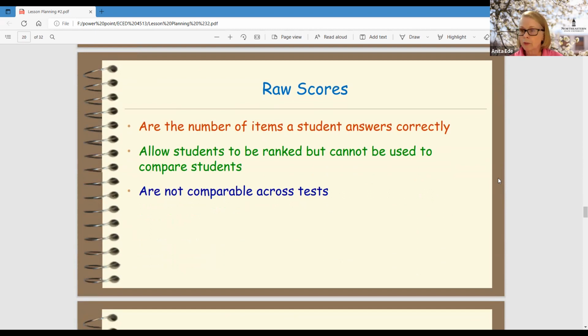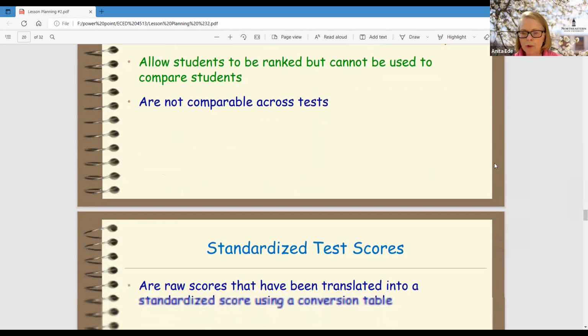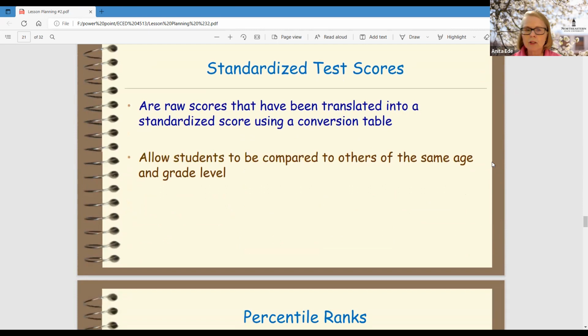You can't compare them to other people in other classrooms. It's really just basically a raw score, not worth a whole lot. And then there's the standardized test score, which is the raw scores that have been translated into a standardized score on a conversion table. This score allows you to compare your student in your classroom to others of the same age and grade level all across the country. And this is a little bit more valuable.